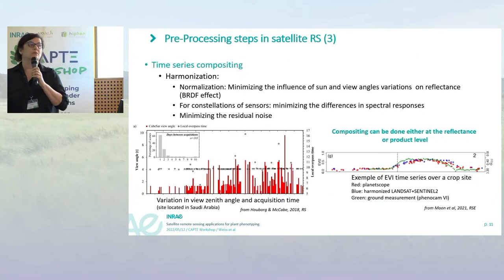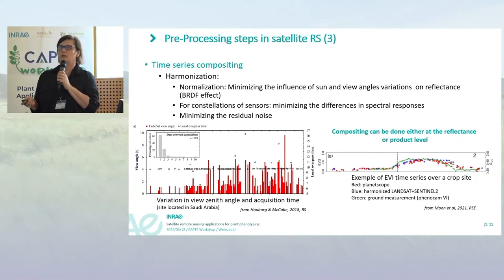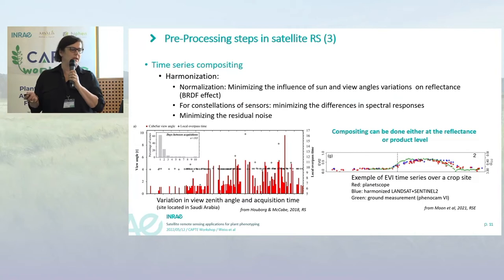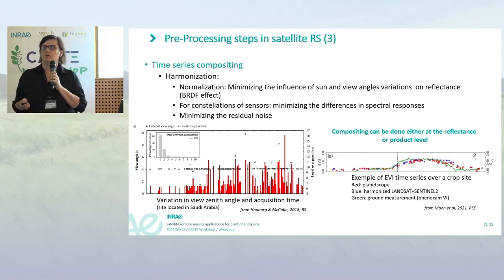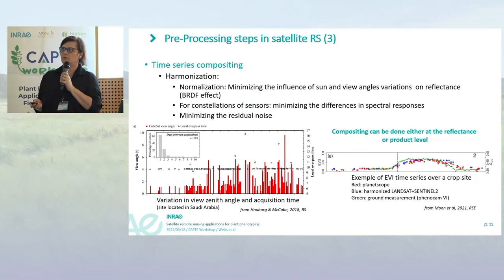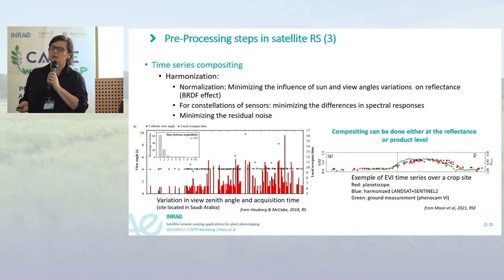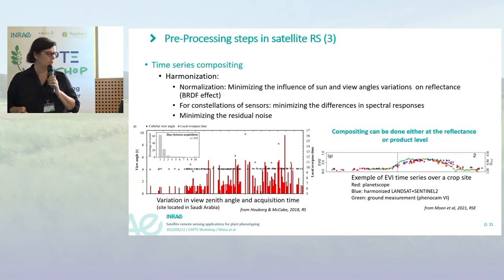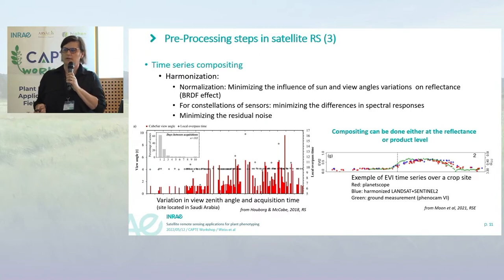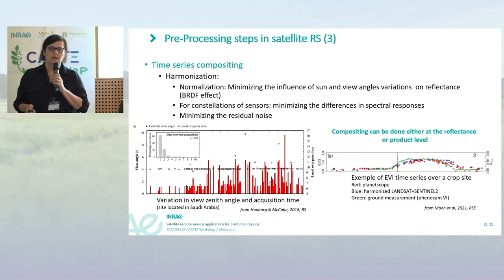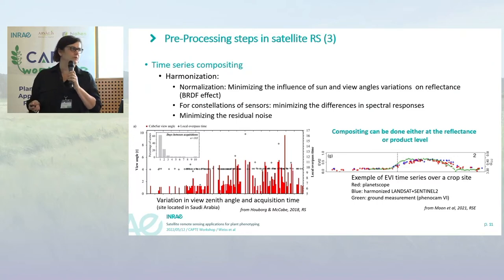And finally, as I said, you want your time series. So you need to harmonize the data, minimizing the remaining noise. And you have different ways of doing that. You can do that either at the reflectance level or at the product level. Here you have an example of the variation of the view angle of PlanetScope. It's from the same work as the data I showed you previously, and here I just extracted a result of time series processing, using in red PlanetScope, and in blue Landsat 8 and Sentinel 2.